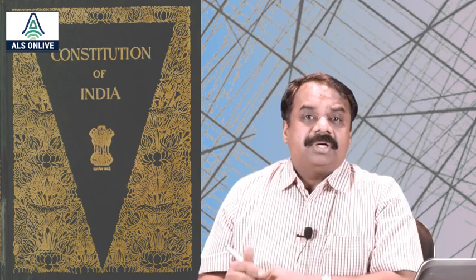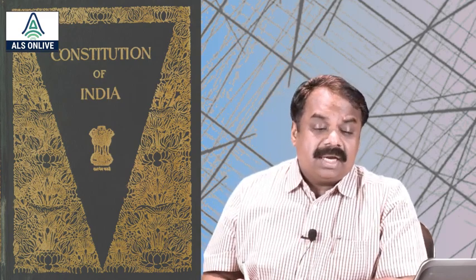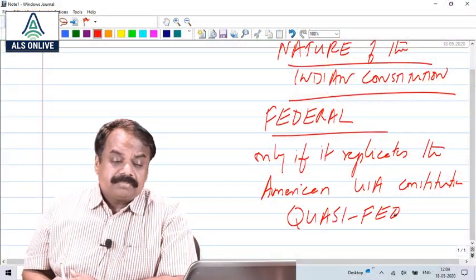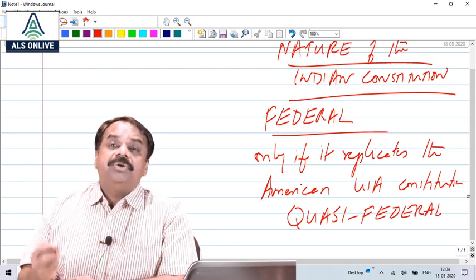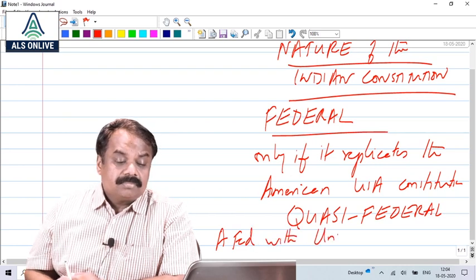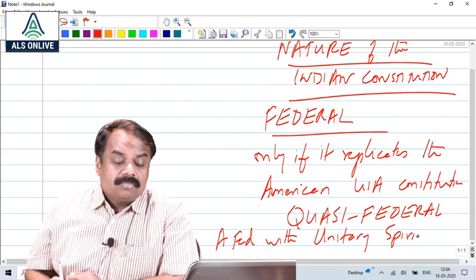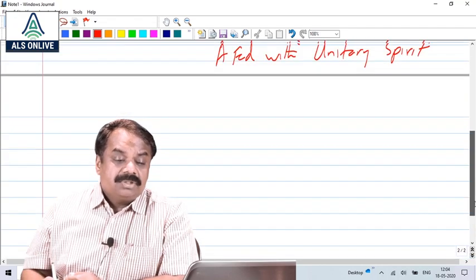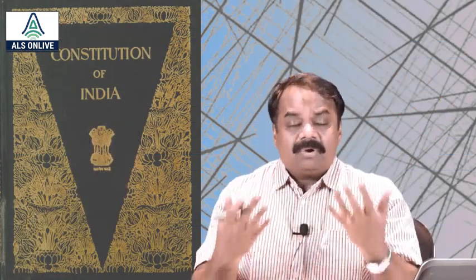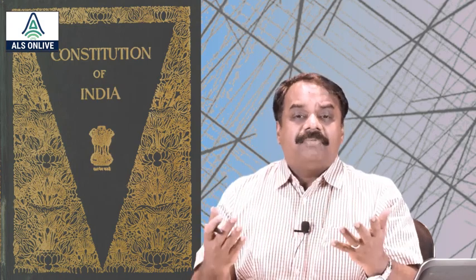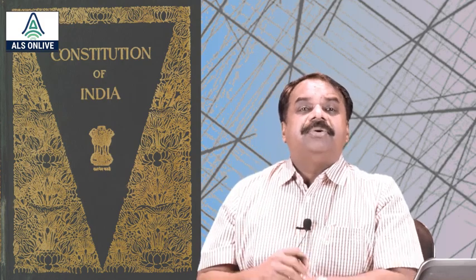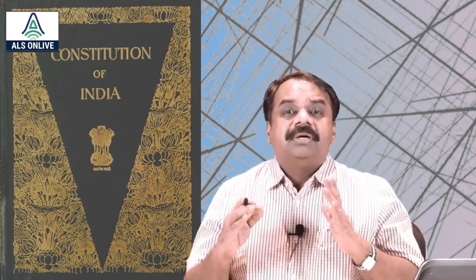That is why many experts would like to call the Indian federation quasi-federal, semi-federal, or a federation with unitary spirit. That is what many experts would like to call India. But our constitution makers, our forefathers of the constitution, people like B.R. Ambedkar, would like to call the nature of the Indian Constitution federal.